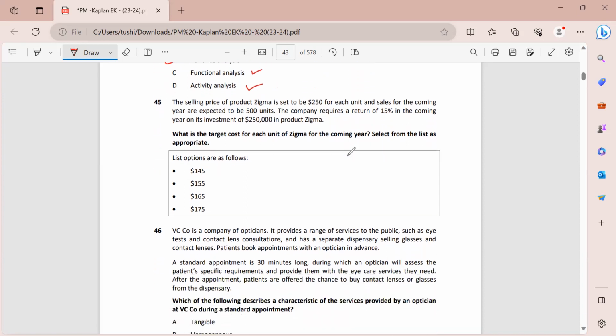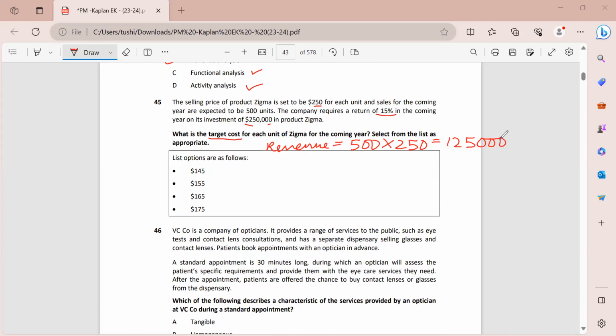Then let's have a look at 45. The selling price of a product Sigma is said to be $250 for each unit, and sales are expected to be 500 units. Return is 15% on its investment of 250,000. What is the target cost? Now we have to find out the target cost. First of all, we can say over here that my revenue is going to be 500 units multiplied by selling price of 250, which gives me 125,000. So this is the total revenue that I'm going to be earning.